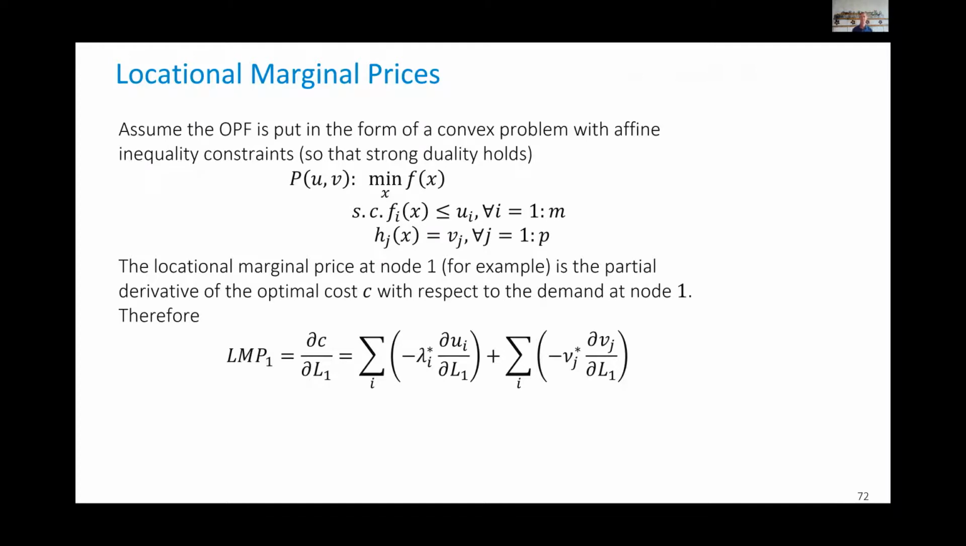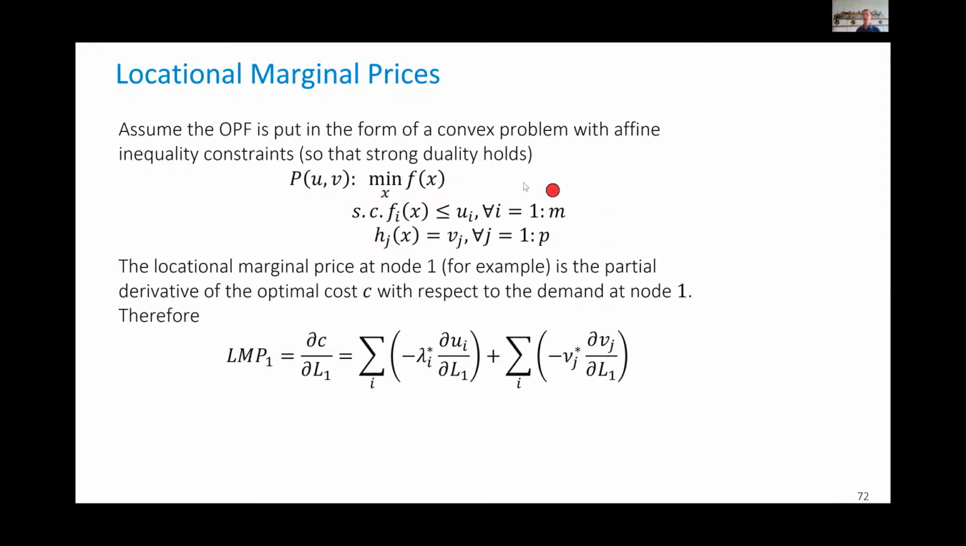So that's the generic interpretation. Now let's return to the OPF, which is our topic for today. If the OPF is put in the form of a convex problem, such that strong duality holds, for example, with affine inequality and equality constraints of this form here, then the locational marginal price at node 1, for example, is the partial derivative of the optimal cost with respect to the demand at node 1.